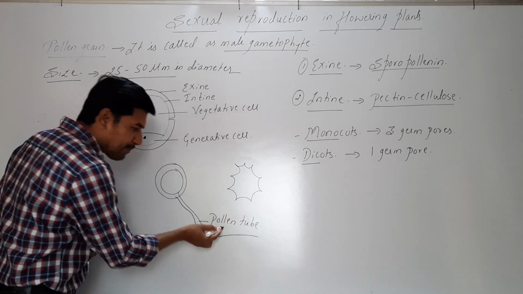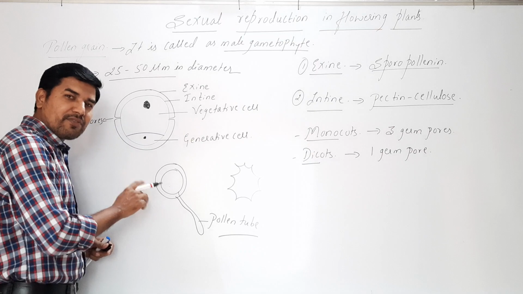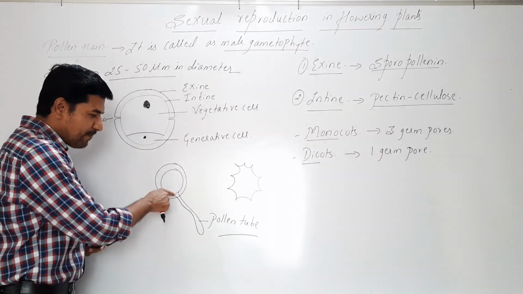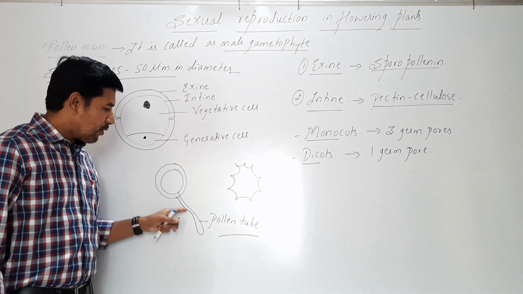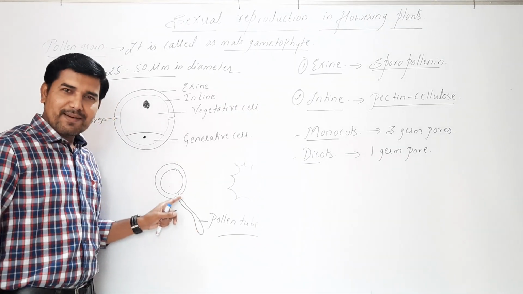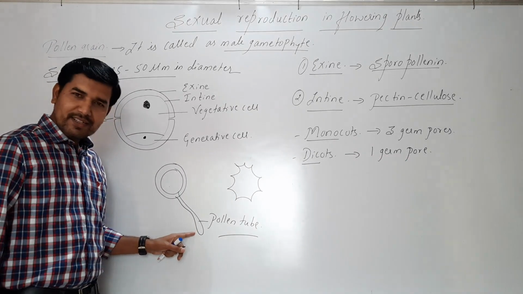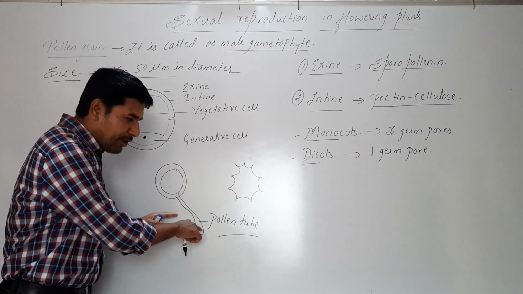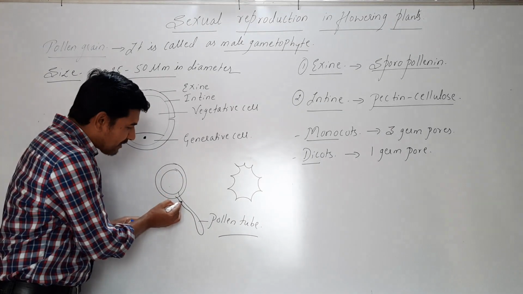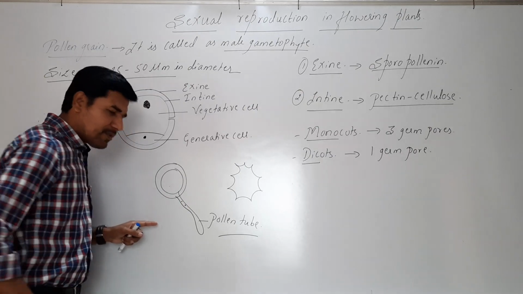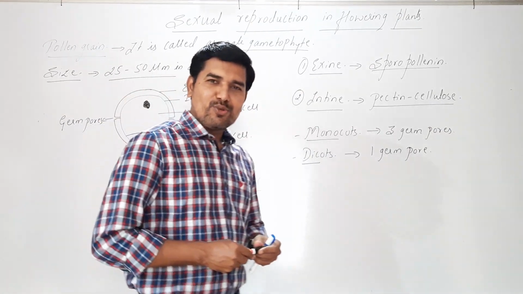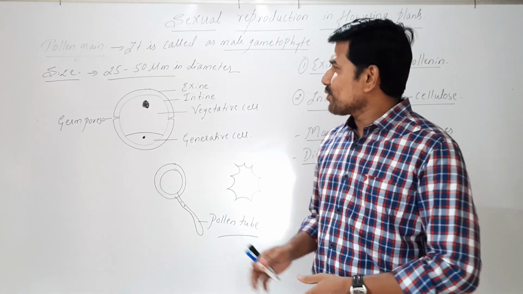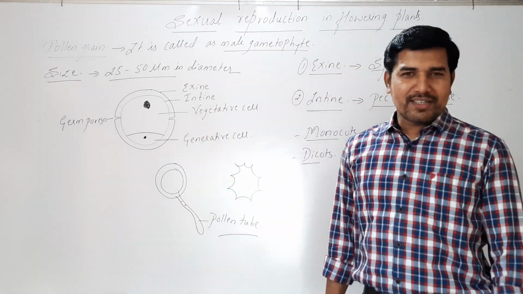And this pollen tube arises from which part of the pollen grain? Yes, it is the intine layer from which the pollen tube develops. From the germ pore, the pollen tube gets developed, and this pollen tube helps in transferring the two male gametes into the embryo sac for the process of fertilization. So this is regarding the structure of the male gametophyte called the pollen grain.